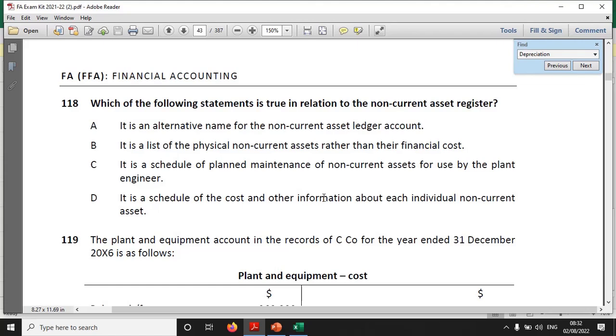D says it is a schedule of the cost, a list rather, a catalog schedule of the cost and other information about each individual non-current asset. That sounds correct. Did you hear that? That sounds correct. So we go with D. Okay?